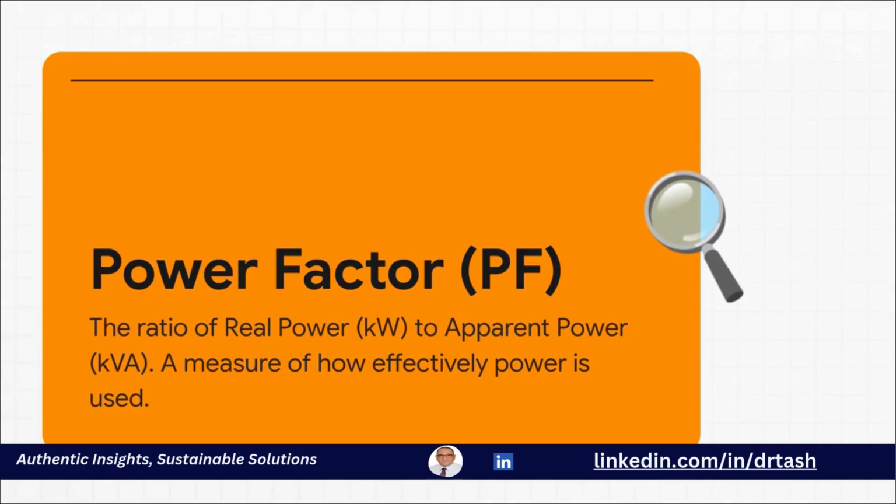Which brings us to our number one KPI for electrical efficiency, power factor. It's just a simple ratio of the work you're getting done, your kilowatts, to the total power you're drawing from the grid, your kVA. A low power factor is a huge red flag. It means you're inefficient, and it leads to utility penalty charges, it eats up your system's capacity, and it drives up those I squared R losses we just talked about.